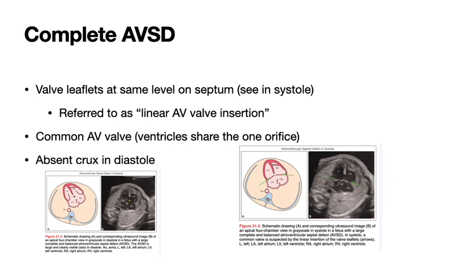All right, so complete AVSD. Well, basically, you're supposed to have the tricuspid attached to the septum a little further down toward the apex, or apical displacement of the septal leaflet. But if it's not, and it's even with the mitral, that is called linear AV valve insertion. And with the common AV valve, you've got two ventricles sharing one orifice. And you can see in diastole, there is no crux. The valves open up and there's just a gap there.